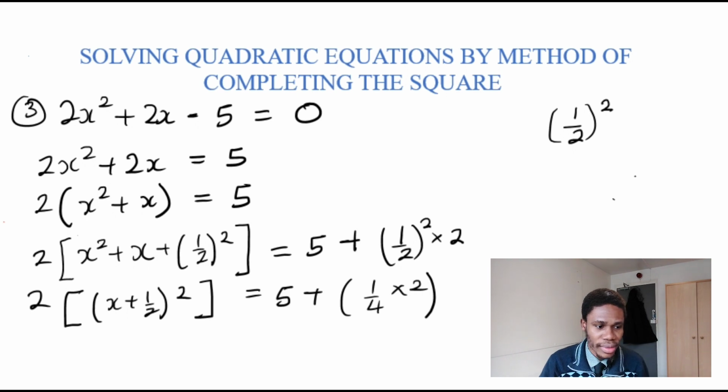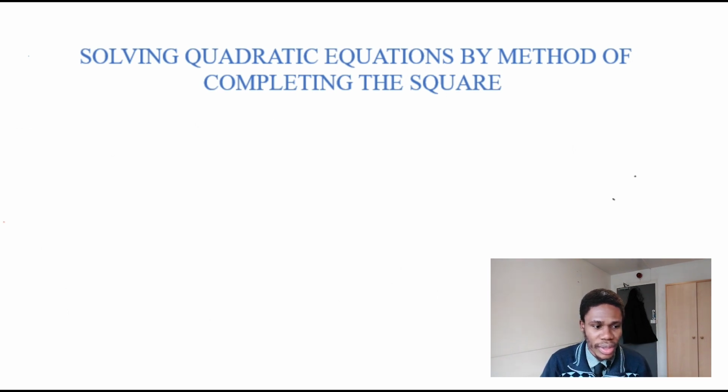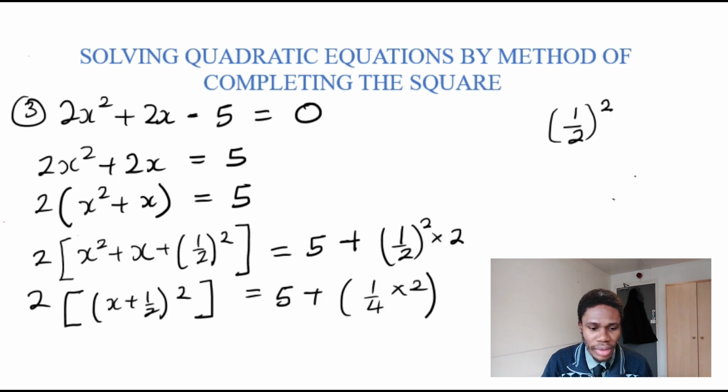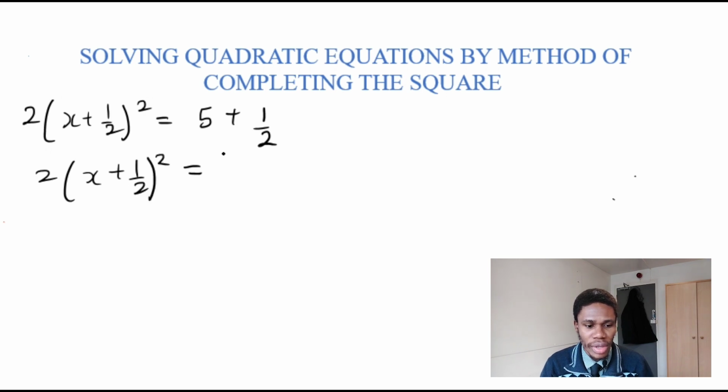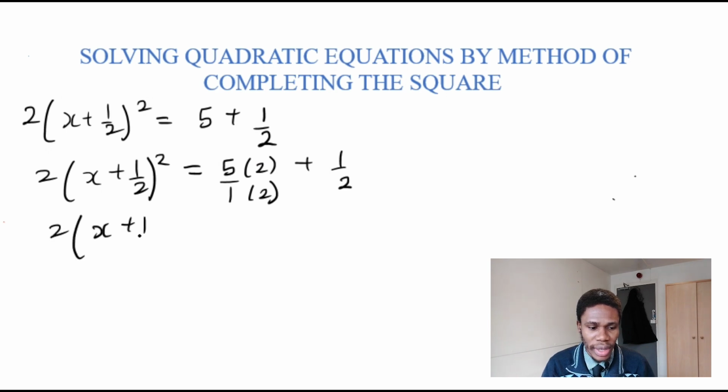So rewriting this gives us 2 plus 1 out of 2. So we now have 2 into brackets x plus 1 out of 2 all squared equals, so we need to write this out. We need to properly expand this. So all you just need to do is to multiply both the numerator and the denominator by 2. And you now have 2 into brackets x plus 1 out of 2 all squared, giving us 11 out of 2.